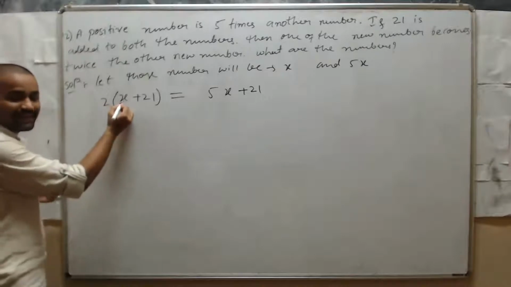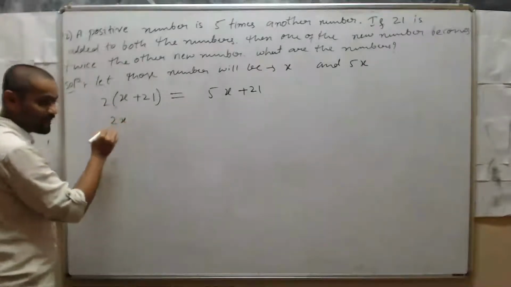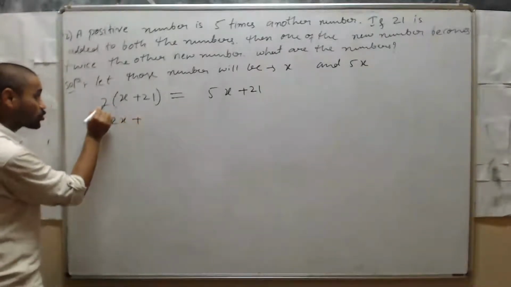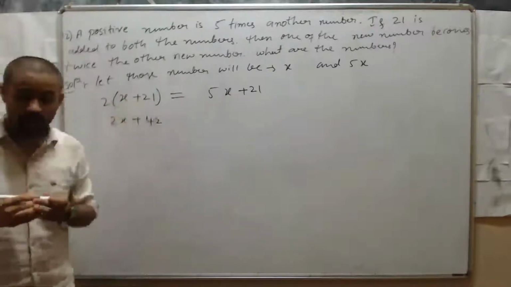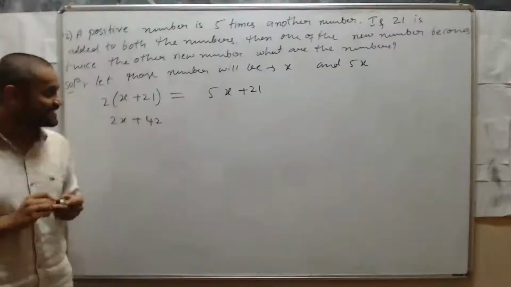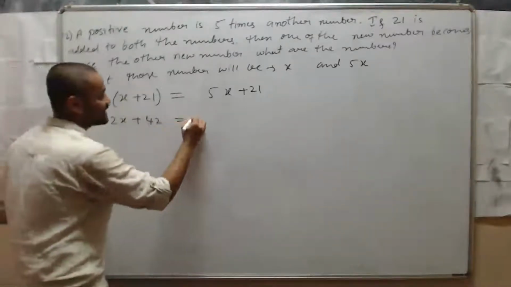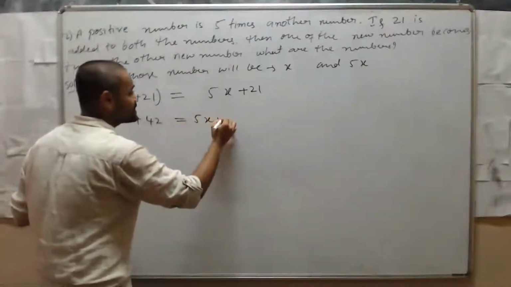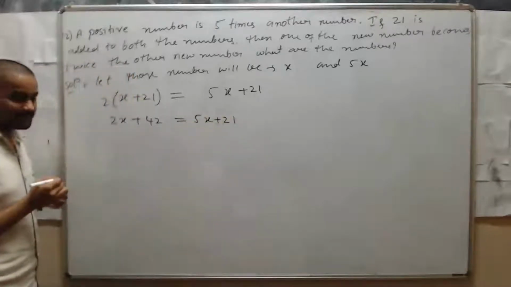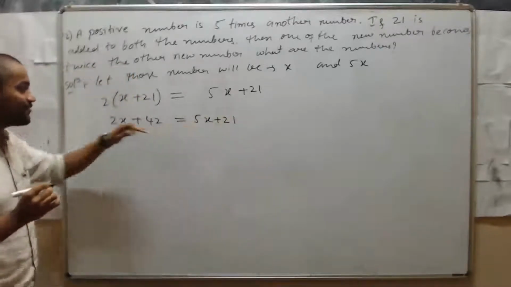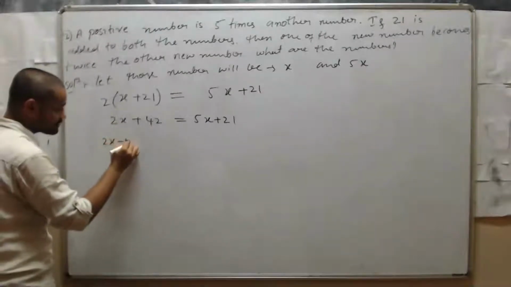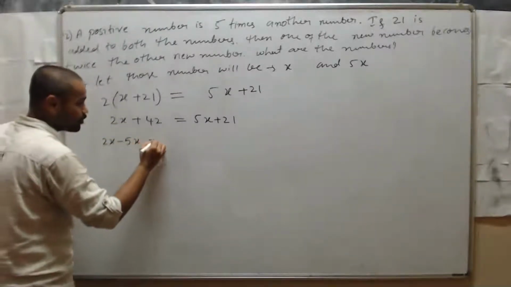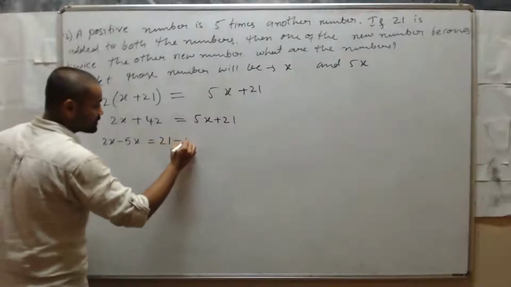2 into x will be 2x plus 2 into 21. 21 also 21. 21 2s are 42. Yes. Then as it is 5x plus 21. Then we have to separate the variables. See here, now we have to separate 2x minus 5x is equal to 21 minus 42.